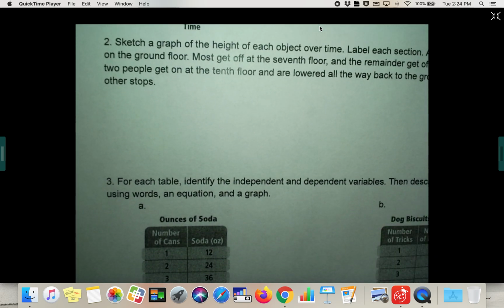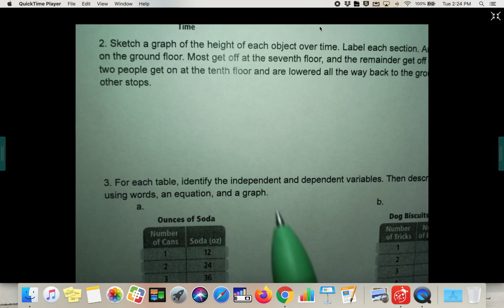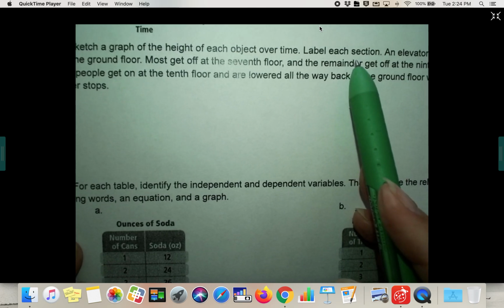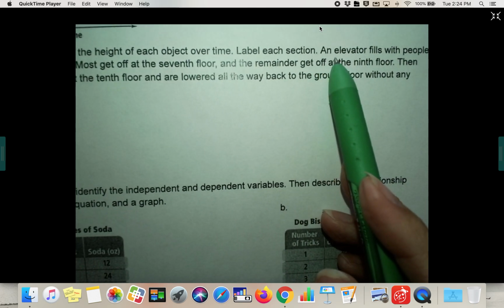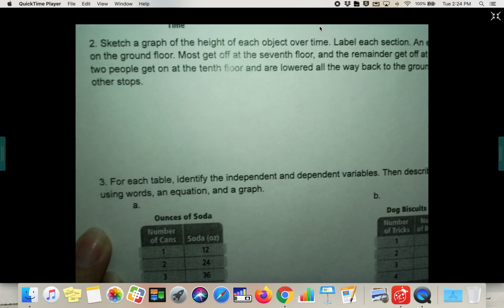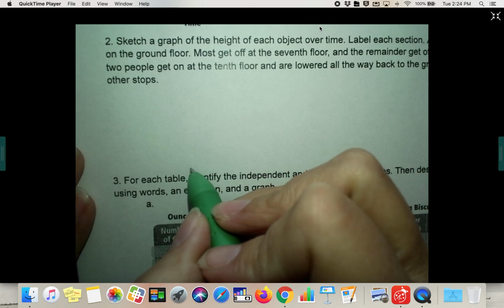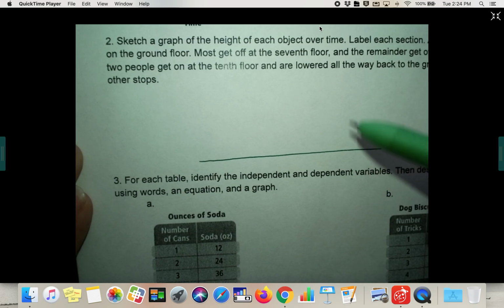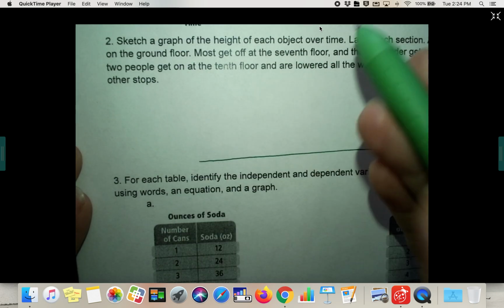Okay, number 2 says sketch a graph of the height of each object over time. And then it says label each section. We'll talk about that. Here's the situation. An elevator fills with people on the ground floor. So I am going to sketch a graph. Most get off at this point, and so on, all the way back to the ground floor without any stops.